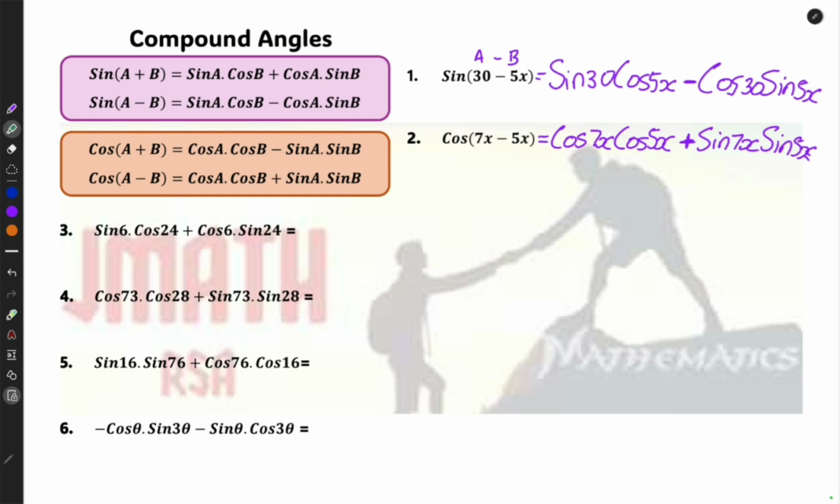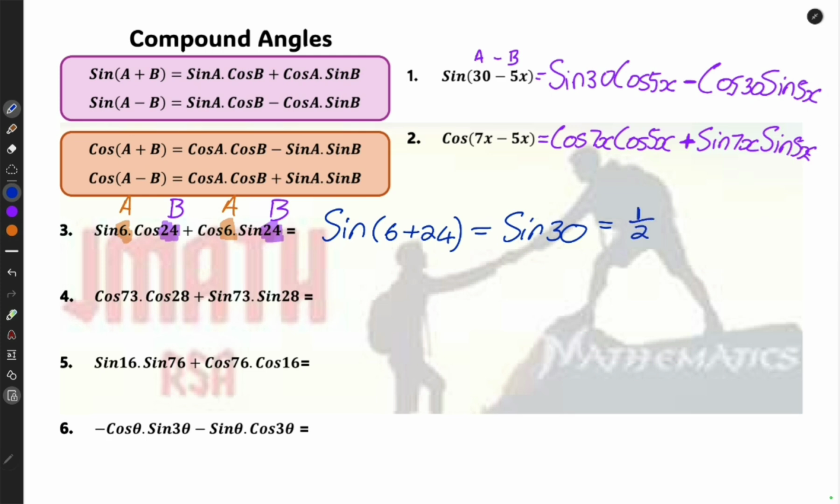So if it is still very tricky, you can go and highlight the angles that are the same. So I can say the orange one is A and the purple one is B. And now I can see this is just going to be sine A plus B. So if I rewrite this, I can just say, okay, so it's sine A plus B. That gives me sine 30. And I know that that's a special angle. So just type it in your calculator and we see it's a half. Great. That's all I want with this question.